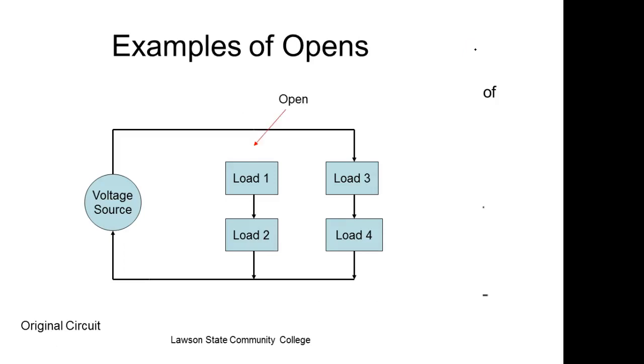So this series parallel circuit, this would be an open. So what would happen is these loads over here would be fine. They keep working. These guys over here stop, right? Because they don't have a complete path of current for them. That would be an open. Now loads 3 and 4 wouldn't work, but loads 1 and 2 would work.